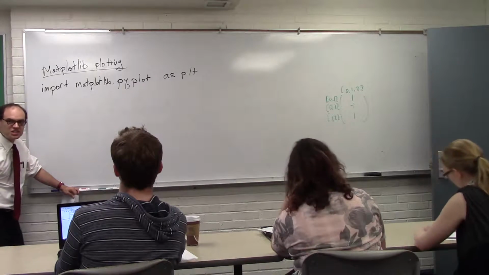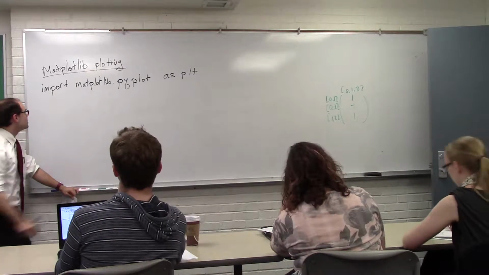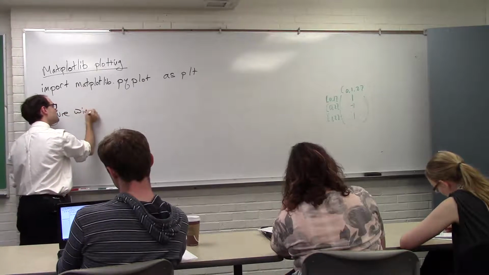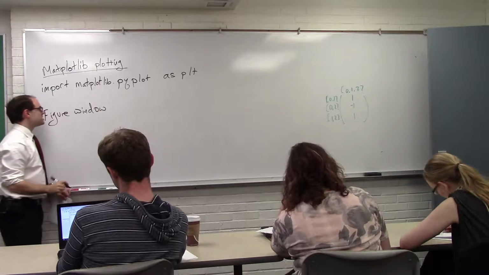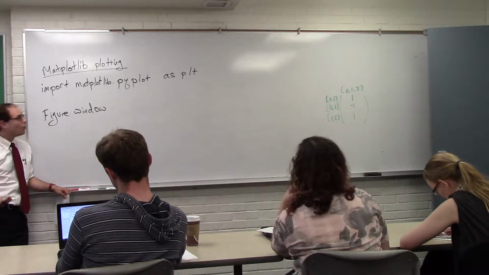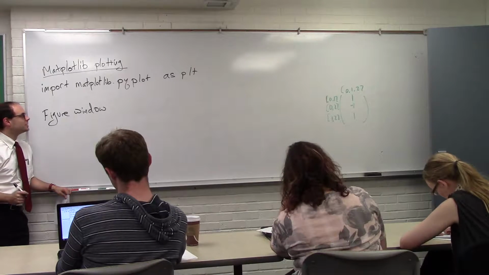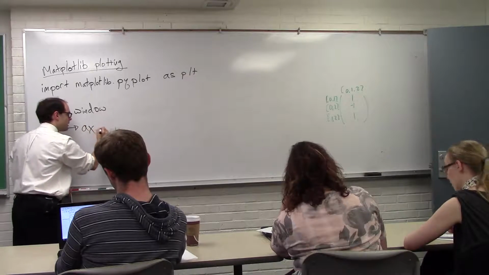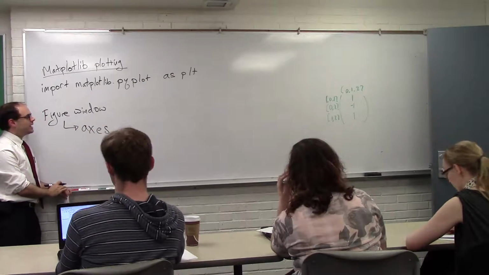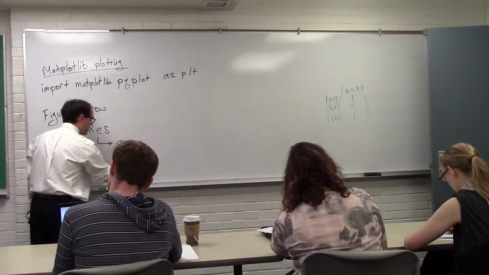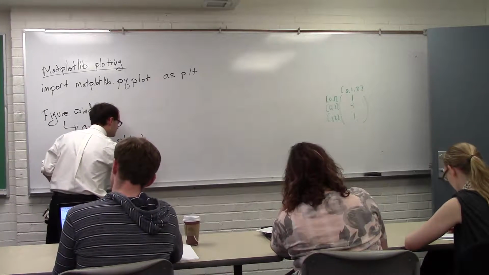And there's a bunch of concepts that you want to keep track of. There's the notion of the figure window. The figure window is a finite state machine. It holds information about what you have thus far plotted. Figure windows have under them axes. And under the axes, there are plot objects.